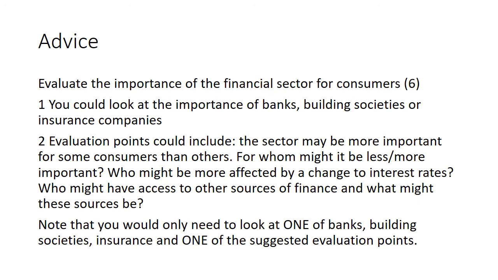And some suggestions for paragraph 2, the evaluation paragraph, could be the following. Well, the financial sector might be more important for some consumers than others. For whom do you think it might be either less important or more important? Who might be more affected by a change to interest rates? Who might have access to other sources of finance, perhaps, and what might these sources be? So only look at one of banks, building societies, insurance companies, and maybe only one of the suggested evaluation points. And then in paragraph 3, you need to weigh this up and come to some kind of judgment.